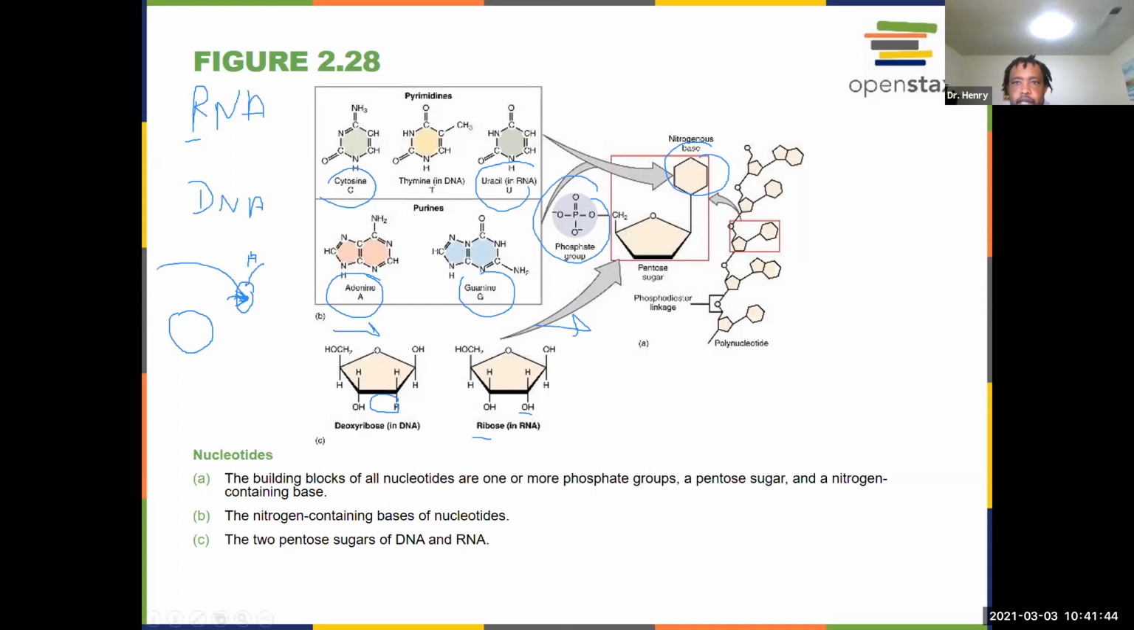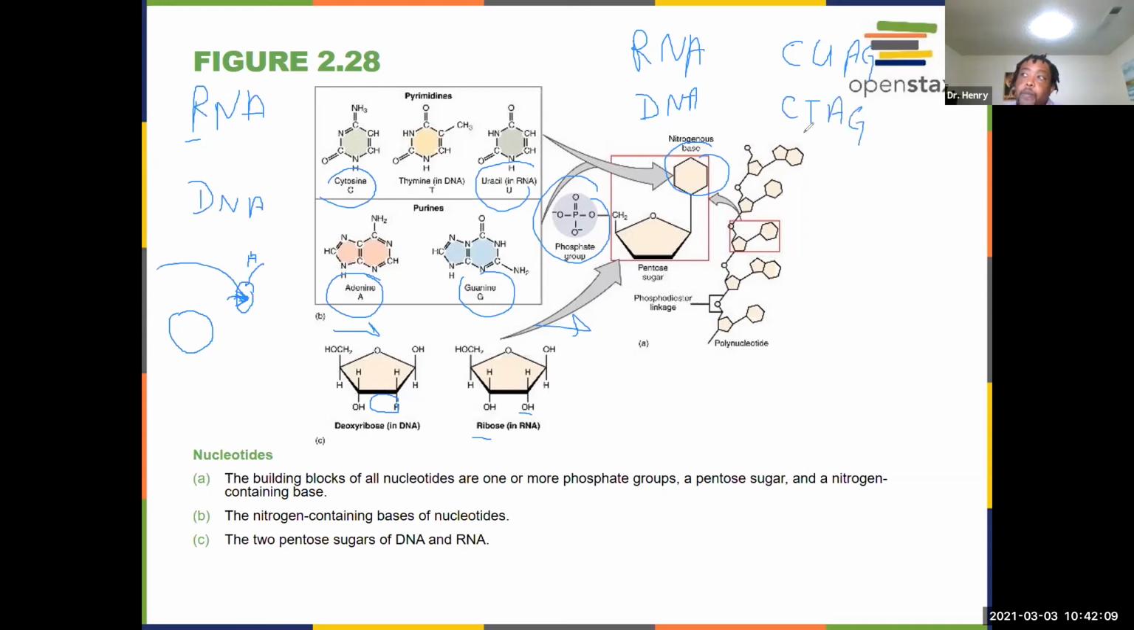So thymine, the thymine's like the deciding factor, right? Yes. So if we're talking about RNA versus DNA, RNA is going to use C, U, A, and G. DNA uses C, T, A, G.